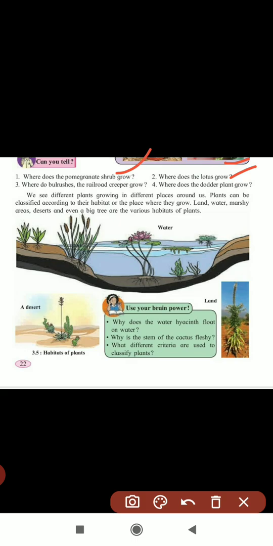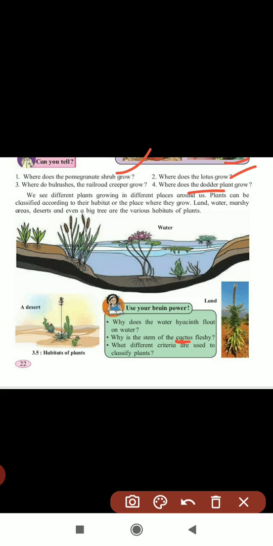So next, where do the bulrushes and railroad creeper grow? Bulrushes are grass-like plants which grow in moist soil or in shallow water also. Railroad creeper is a terrestrial plant which has a long flexible stem which coils around the support. Yes, that's why its name is railroad creeper.